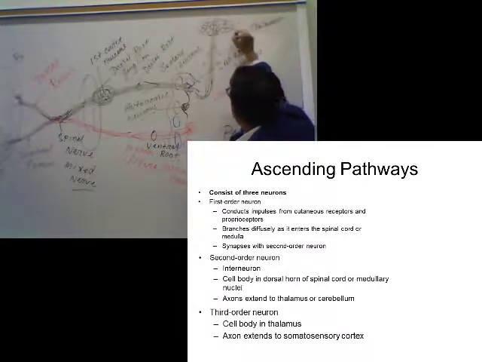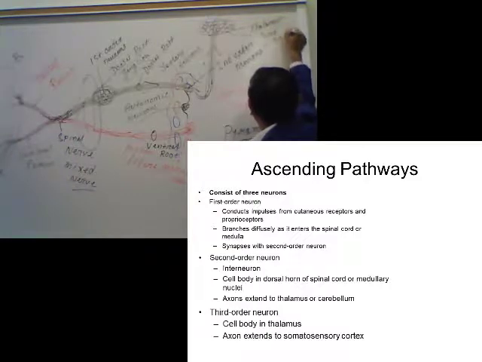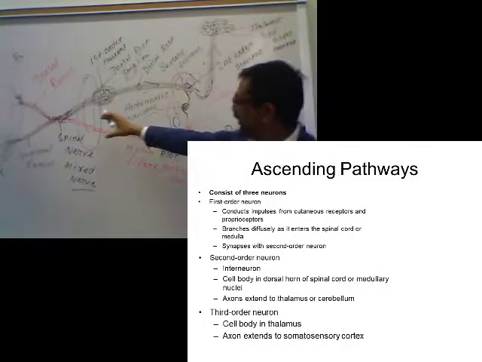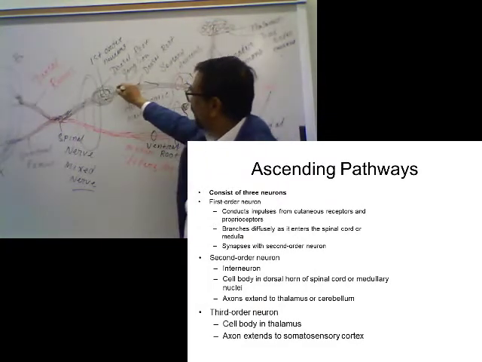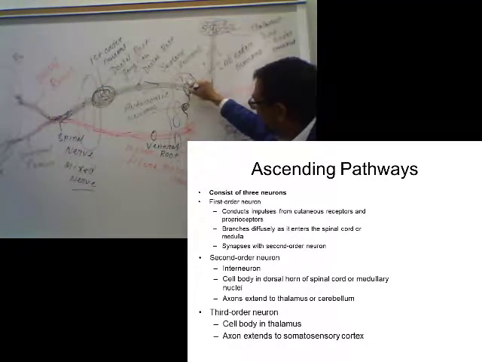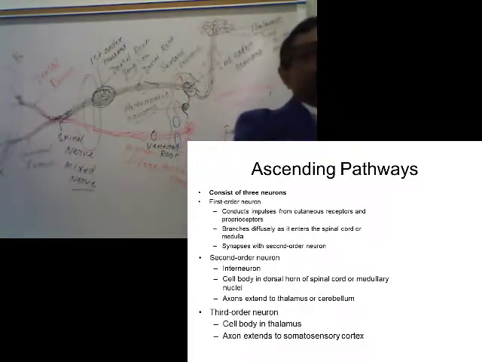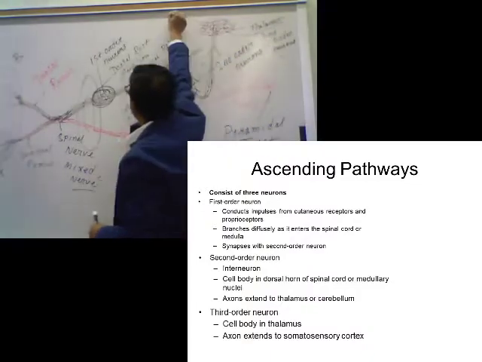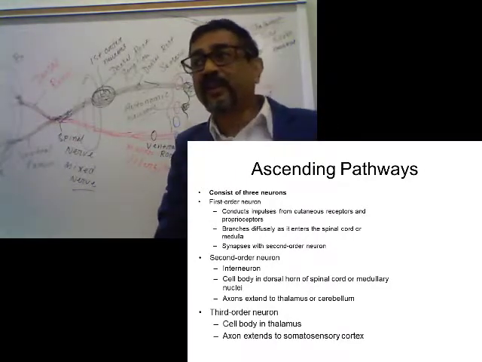And third order neurons are here. Okay? So you see, along the sensory pathway, there are three groups of neurons. First order neurons in the dorsal root ganglion, second order in the dorsal horn, third order in the thalamus. Okay? And from the thalamus, we will go to the cerebral cortex. So that is the sensory pathway.